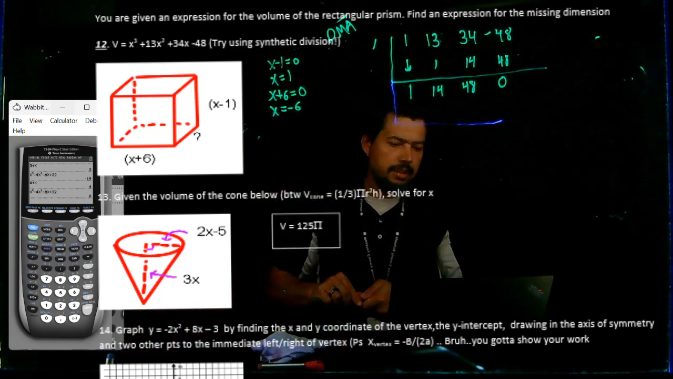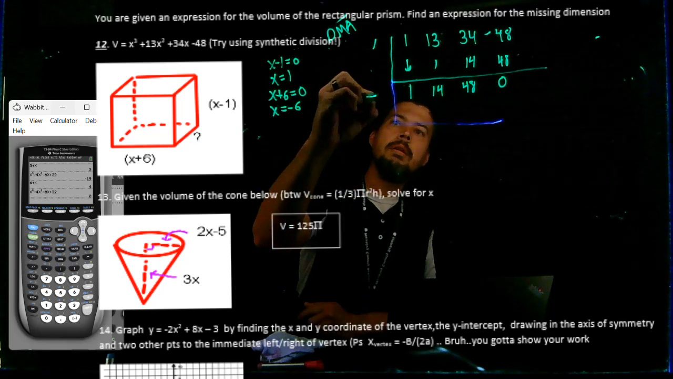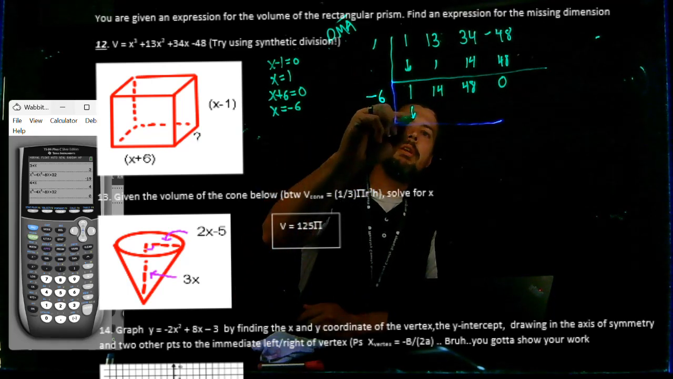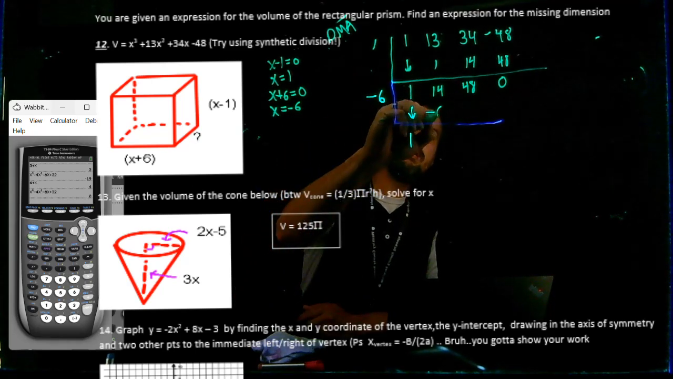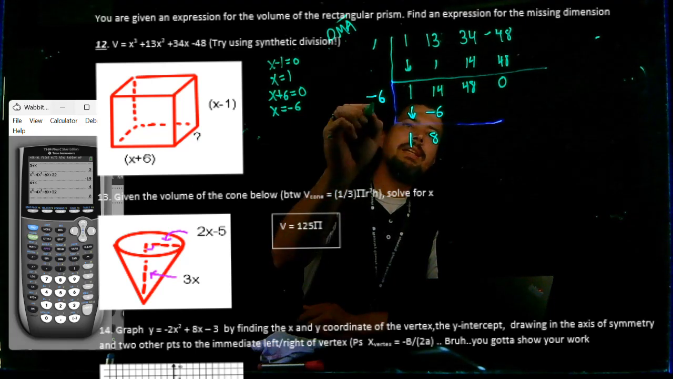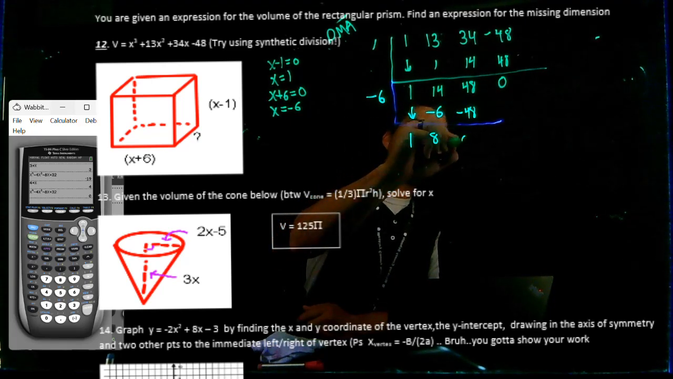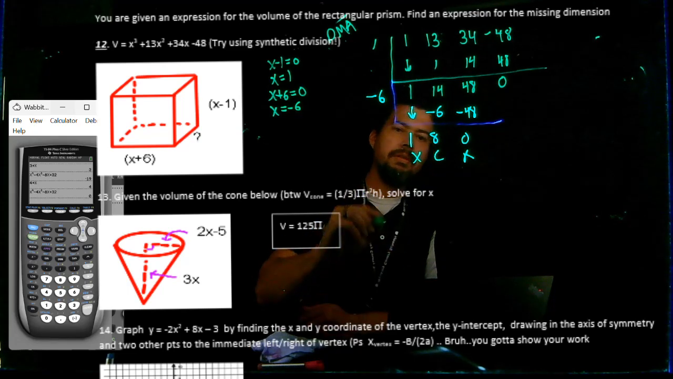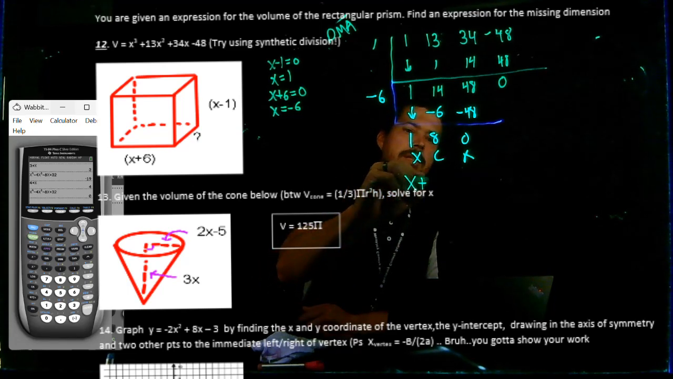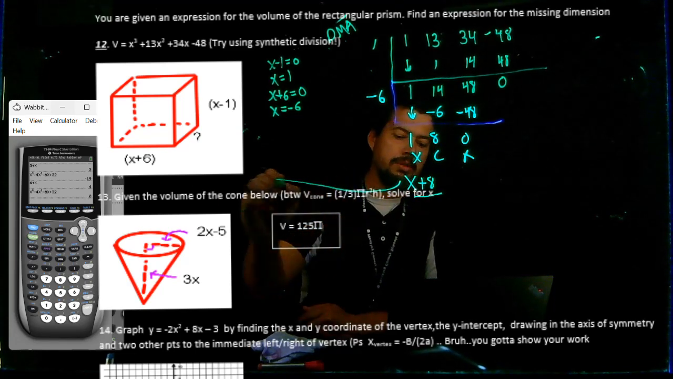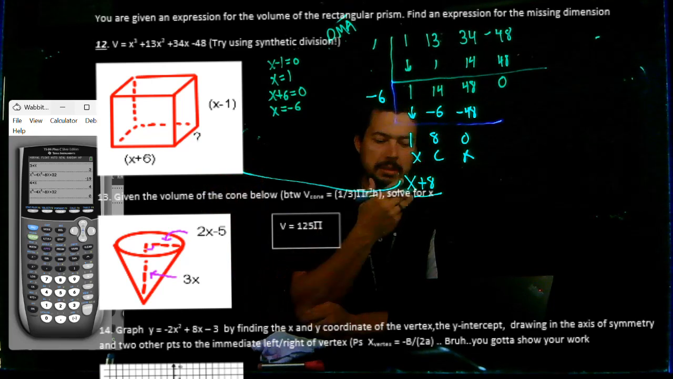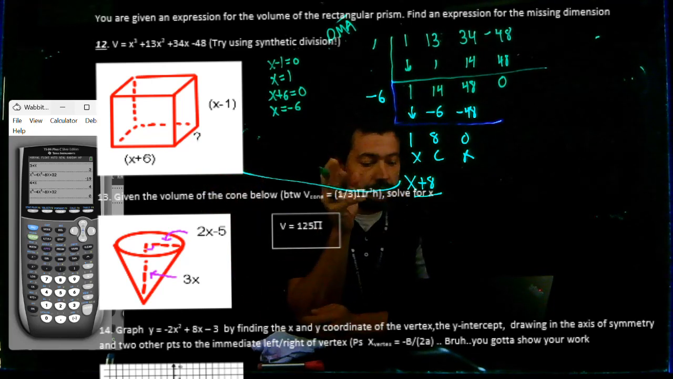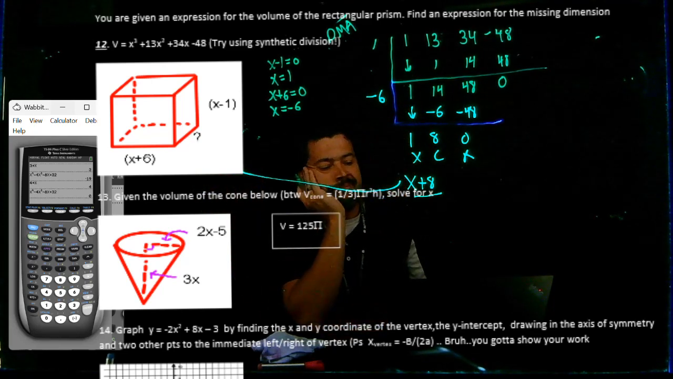So let's do the negative 6 now. I'm still going to drop that 1. Negative 6 times 1 is negative 6. 14 plus negative 6 is 8. Negative 6 times 8 is negative 48. 0. Remainder constant x. This is the missing factor. This is x plus 8. That's what goes in that question mark right there. X plus 8. Easy peasy, lemon squeezy.